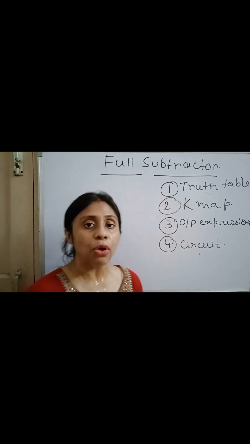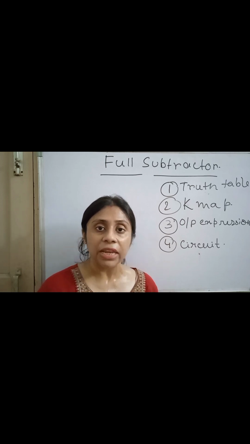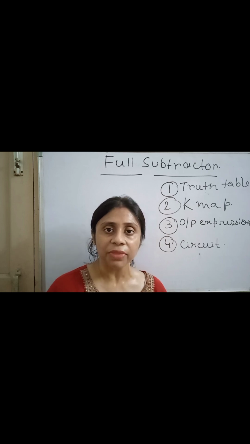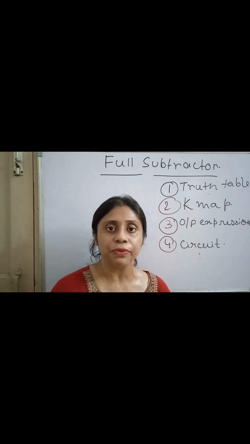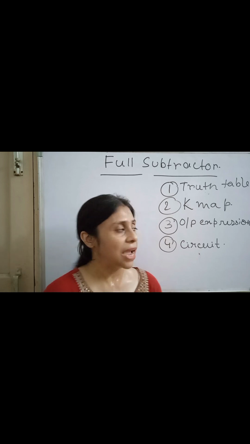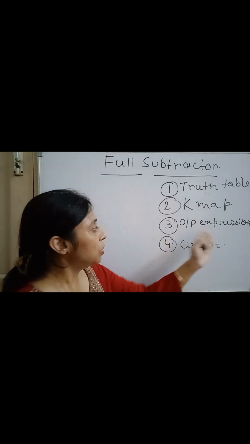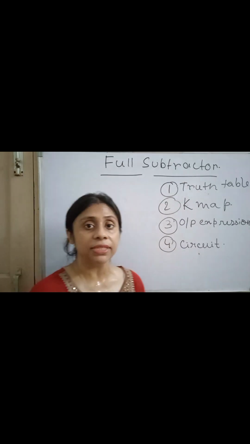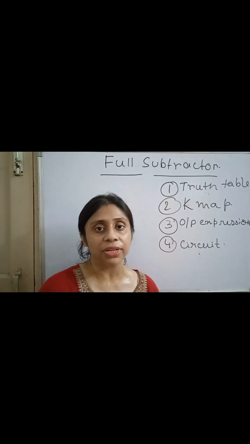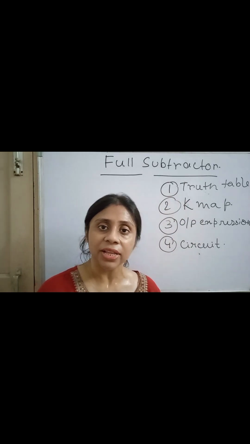Now number 3 is output expression. As I have said, we need to have an output expression for each individual output line from the Kmap. So we will have 2 Kmaps here, one for difference and one for borrow. From the Kmap for difference, we will have the output expression for difference, and from the Kmap for borrow, we will have the output expression for borrow, right? So to have the output expressions from the Kmaps, this is step 3. And step 4 is, from those output expressions, we need to design our circuit. So there are 4 steps of designing any particular combinational circuit.